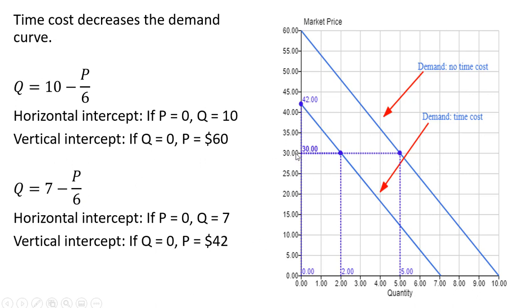And as you can see here, at a market price of $30, without the time cost, we found the consumer bought 5 units. At a market price of $30, but incorporating that $18 per unit time cost, the consumer only purchased 2 units. Okay, that's it.